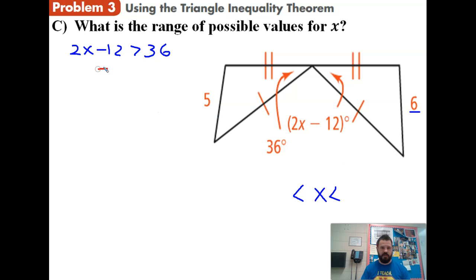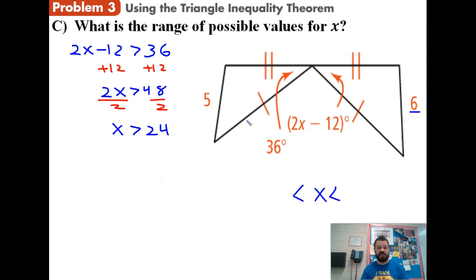Okay, so let's go ahead and solve that. I'm going to add 12 to both sides to get 2x is greater than 48. We'll divide both sides by 2 and end up with x is greater than 24. Okay, x is greater than 24. So what's the difference with this one? Notice when I use that other angle, that 36, I didn't find my maximum for this one. X is greater than 24 is going to be my minimum.